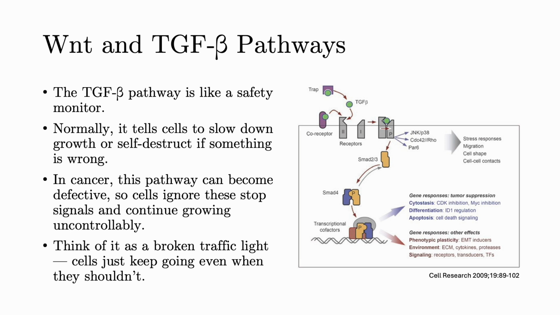Both the WNT and TGF beta pathways illustrate how imbalances in growth control can drive colorectal cancer. You can think of WNT as a stuck gas pedal that keeps pushing cells to divide, while TGF beta is like a broken brake signal that fails to tell cells to stop dividing or self-destruct. Together, these signaling problems, along with genetic mutations and epigenetic changes, explain why normal colon cells gradually transform into cancer over time.